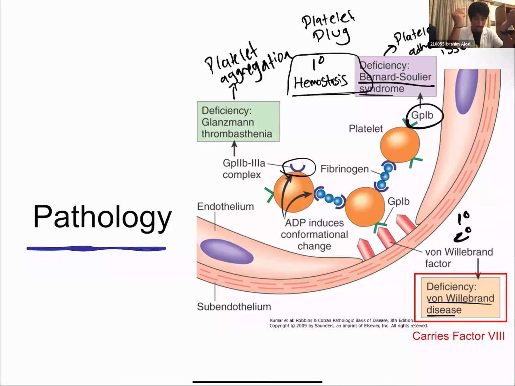And that's super high yield, all right? You need to understand that von Willebrand disease is the only disease on this slide where it's an issue in both, because von Willebrand factor carries factor 8. And you always need to remember that von Willebrand factor carries factor 8. And the reason it's so high yield is that von Willebrand disease is the most common disease from these that people have.